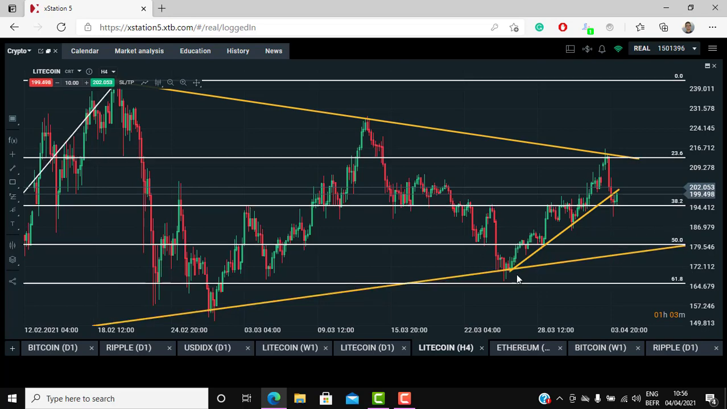But keep in mind, use your stop loss, and use a closing stop loss when it comes to Litecoin, because it does fake out here. So if it does close below this channel, it's a very bearish sign. However, right now we seem to be bouncing off the 38.2 area. We could be just bouncing off it, or we could be just retesting this channel that we drew at the moment. So we don't know at the moment.